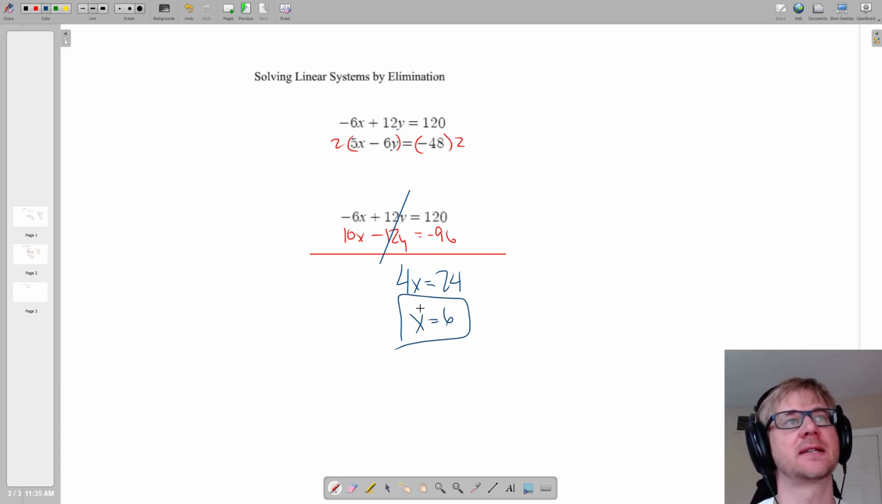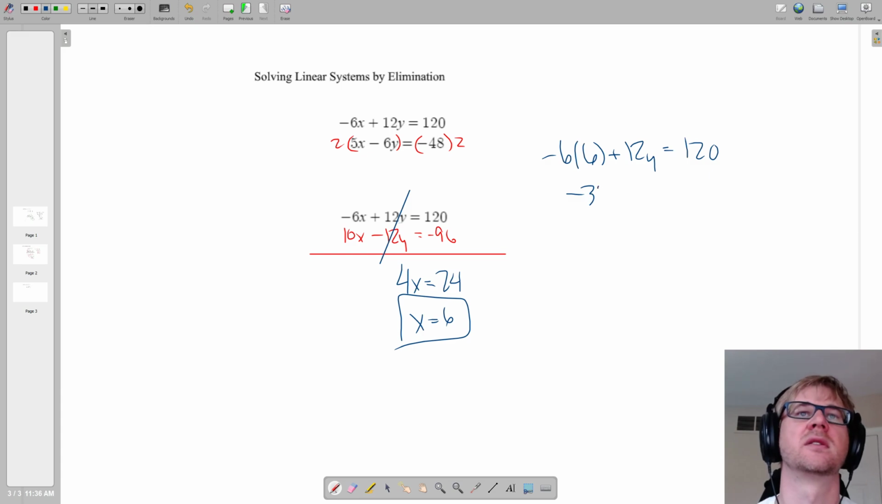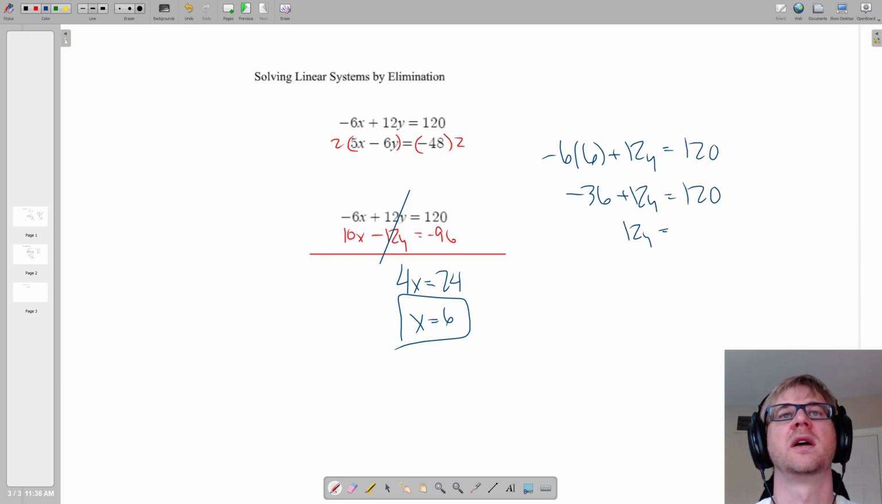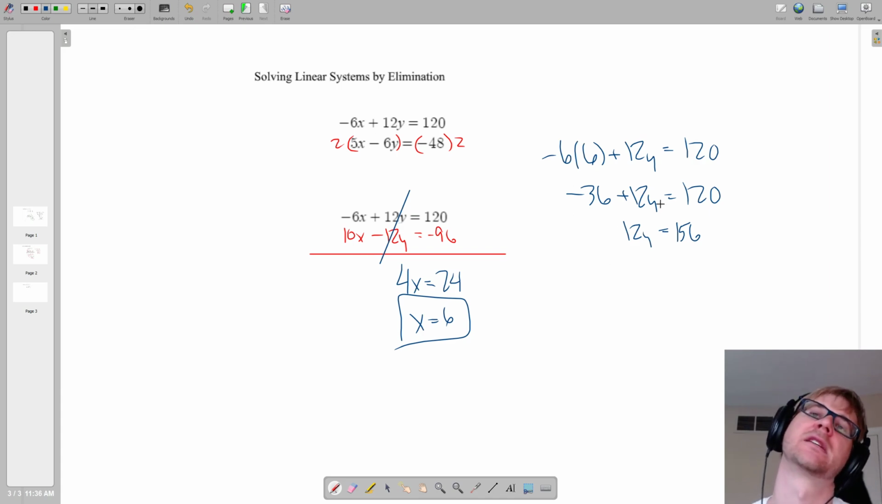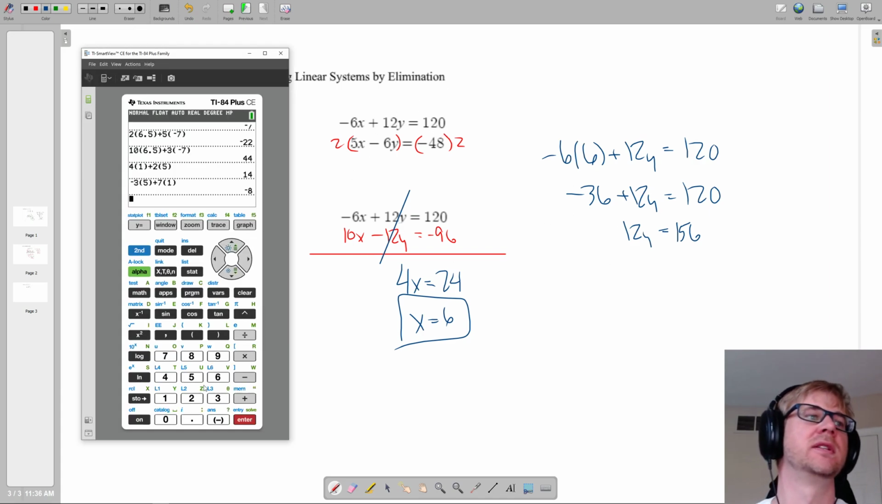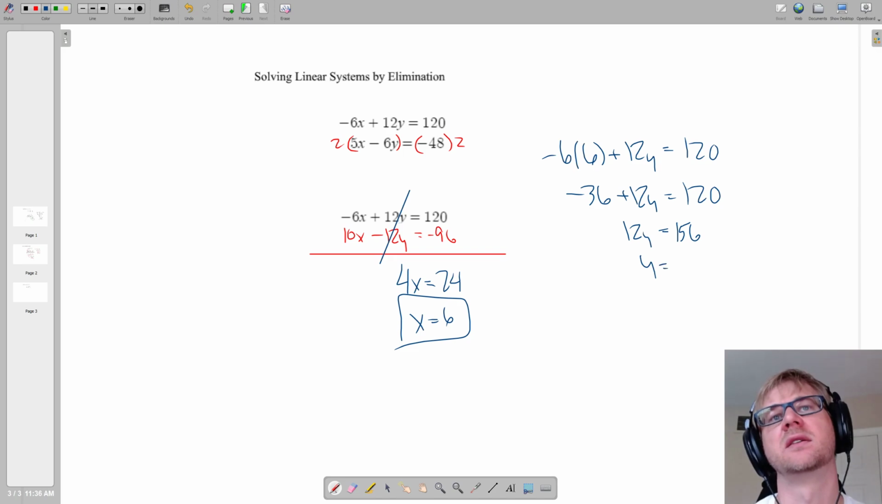And if x is 6, now I go back up top to find y. So which one looks easier? They're both pretty messy. So I'll do the top one again. Negative 6 times 6 plus 12y equals 120. Negative 6 times 6 is negative 36. 12y equals, if you add 36 to both sides, because this is negative, you're going to add 36, you get 156. So let's see, that's going to be 13, but I just want to make sure. 156 divided by 12 is 144 plus 12, 13. There you go, 13. Okay, so y is 13.